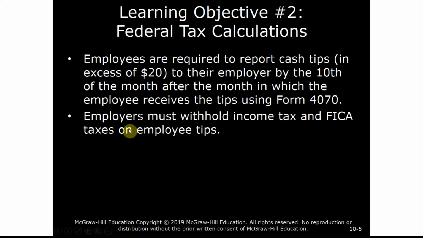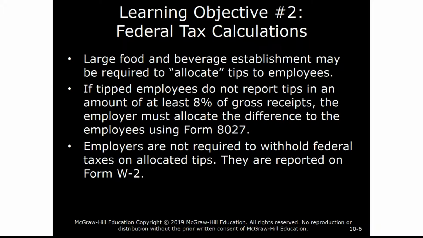And like any income, employers must withhold income tax and FICA taxes on the employee tips. Large food and beverage establishments, or I should say more than 10 employees to be more precise, are considered the large establishments which would have to allocate the tips to the employees if they don't report their tipped income. And at least 8% of the gross receipts would be allocated to the employees.